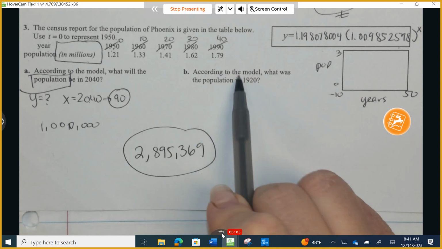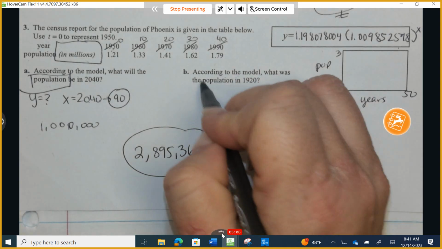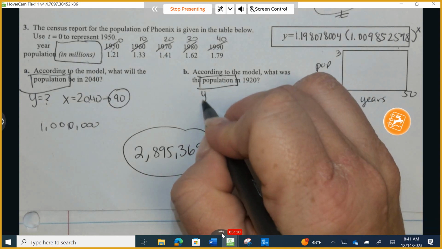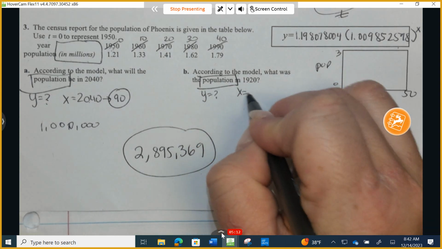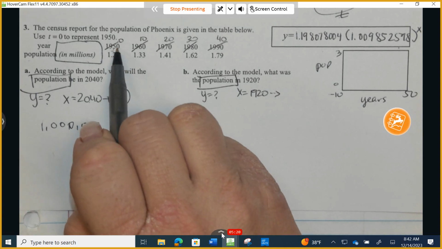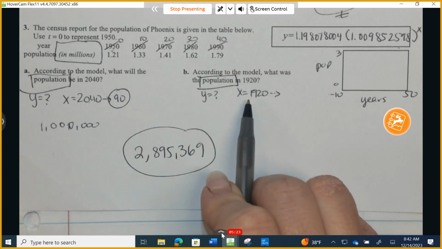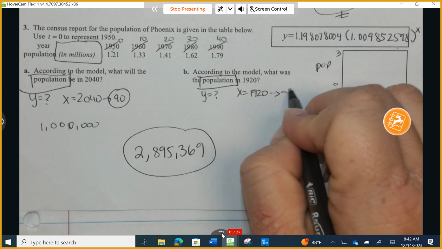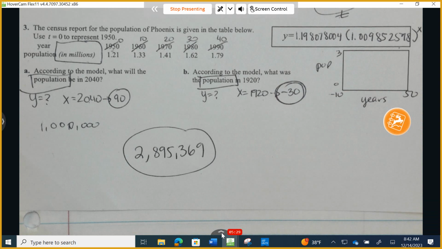Okay, according to this model, what will the population be? I'm going to box in what I'm trying to find. I don't know what the population is, but I know the year is 1920. Now let's translate 1920 into a t value. Well, if 1950 was year 0, what would 1920 be? Anybody here in class? Awesome, -30. This is my x value.